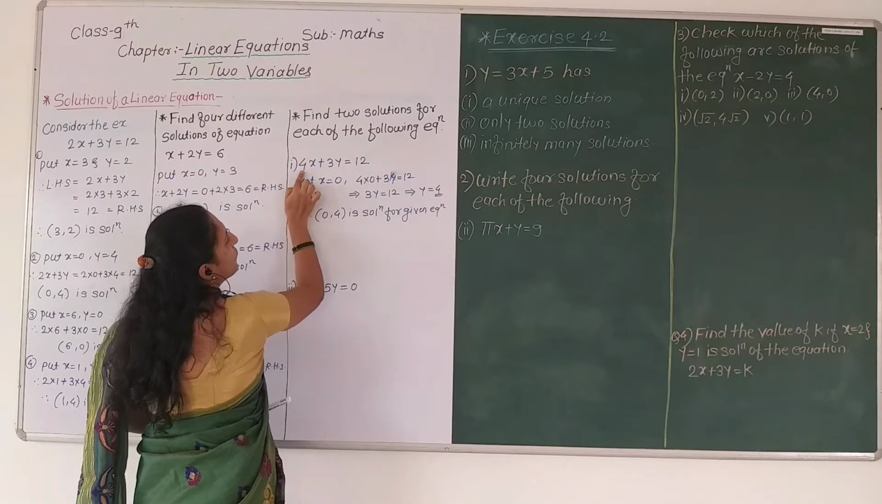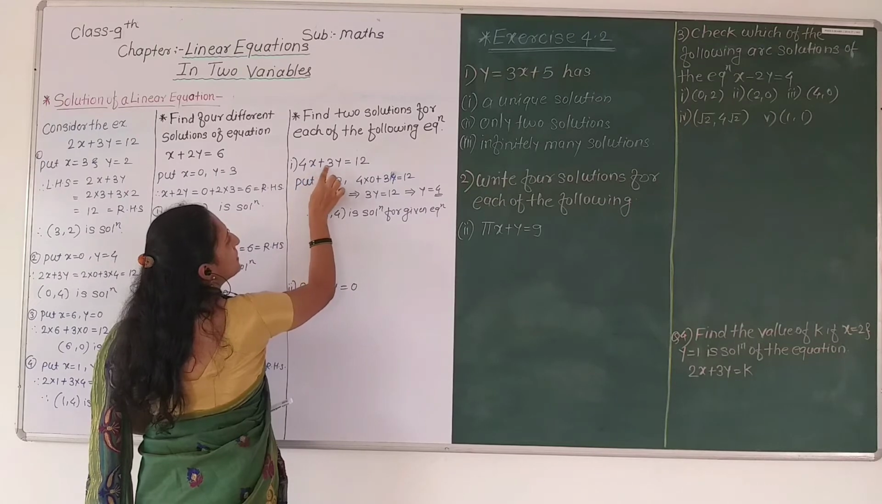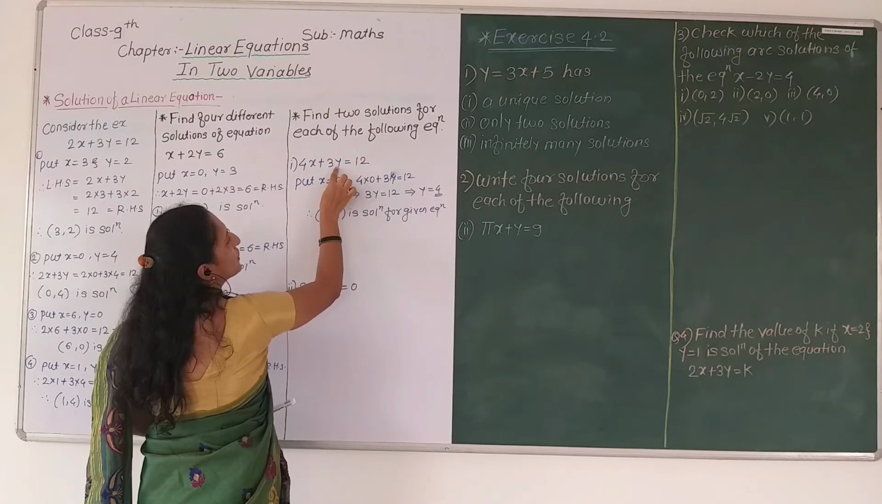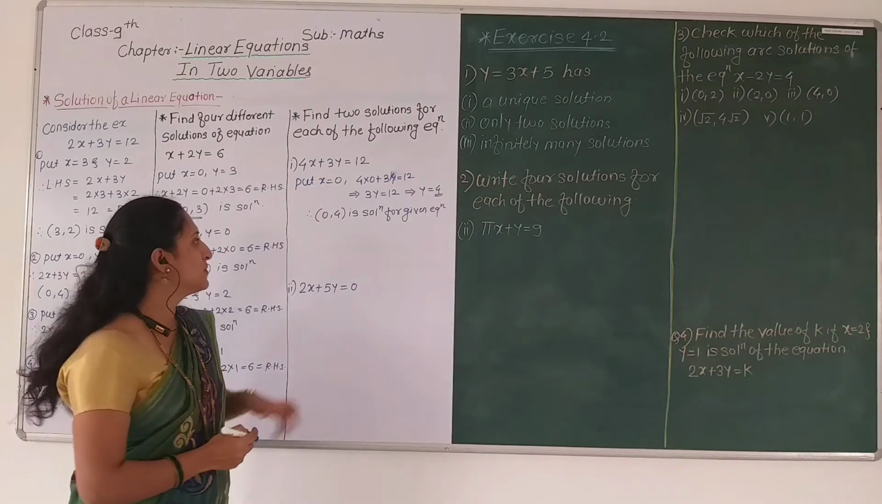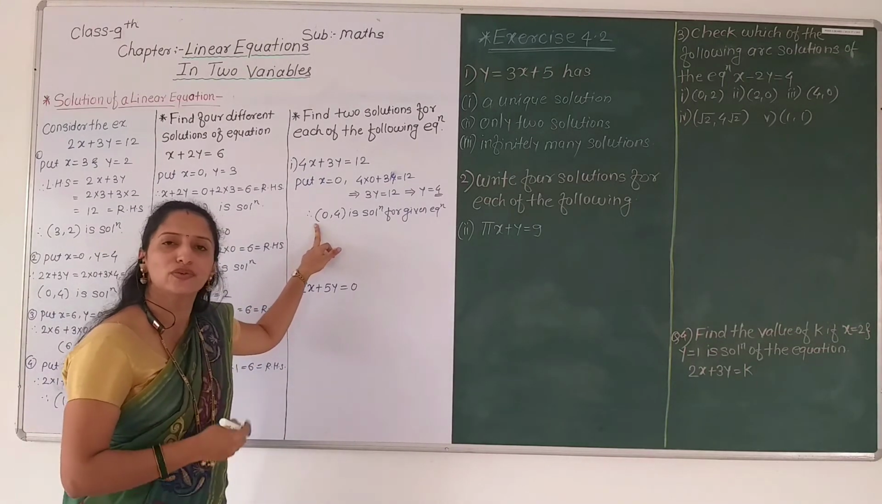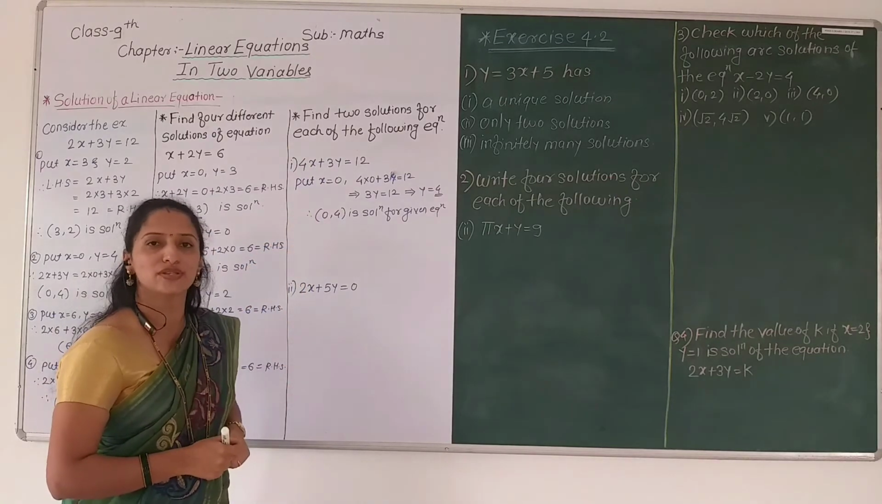Look here: 4 into x, that is 4 into 0, 0, plus 3 into the value of y, which is 4. 3 into 4 is 12. LHS is equal to RHS. So this is the easy way to find a solution of the equation by substituting x is equal to 0.